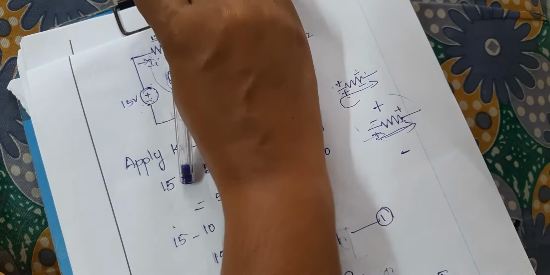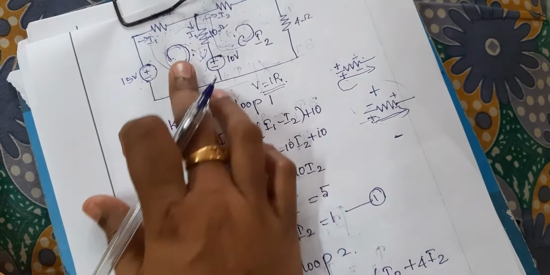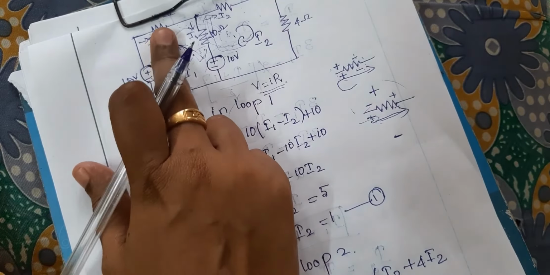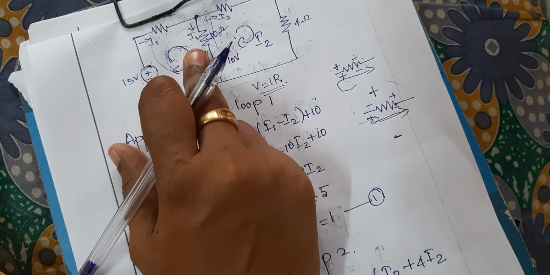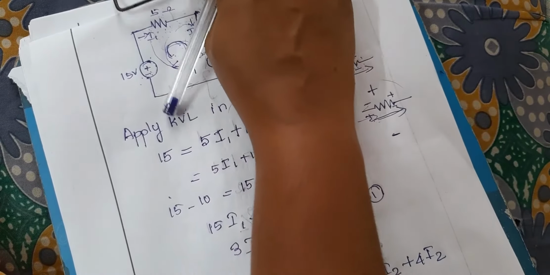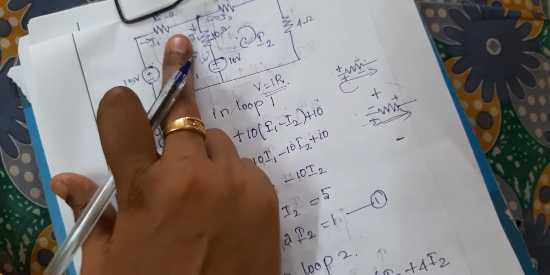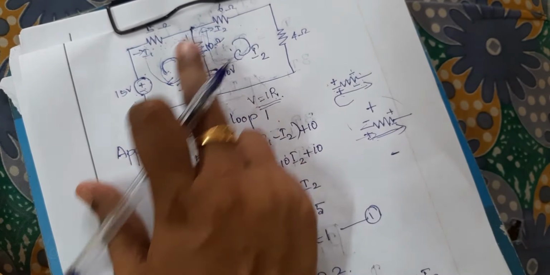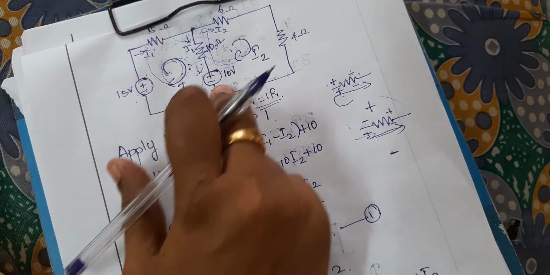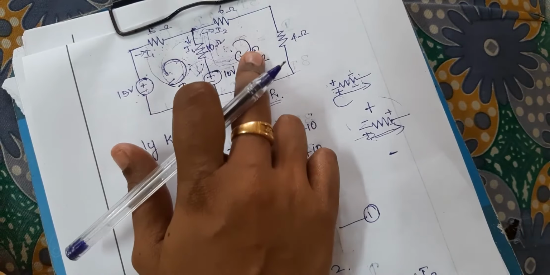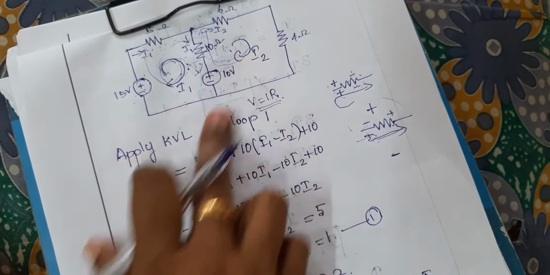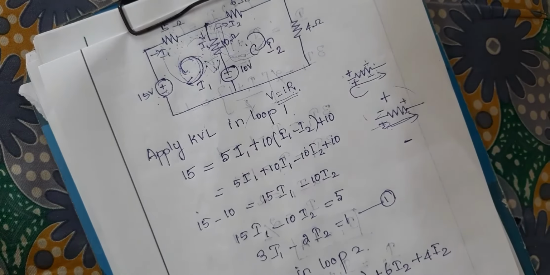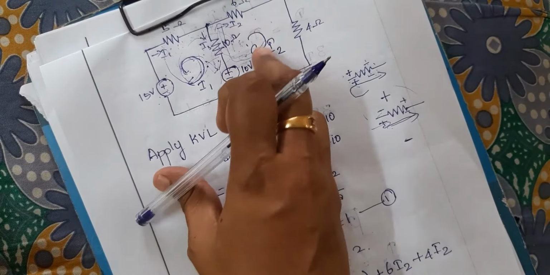First problem: for the given circuit, find the branch currents. What are the branch currents here? I1, I2 and I3. Find the branch currents using mesh analysis. Here this is a 5 ohm resistor, this is a 6 ohm resistor, and the voltages are 15 volts and 10 volts. The first step is to write the current direction. Always put the current direction in the clockwise direction.